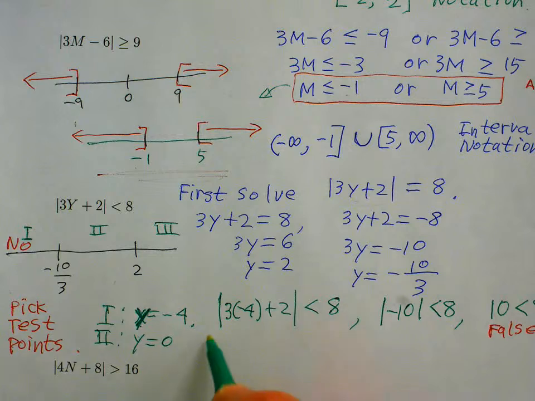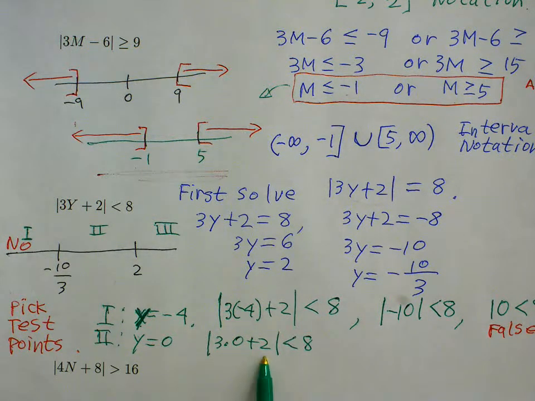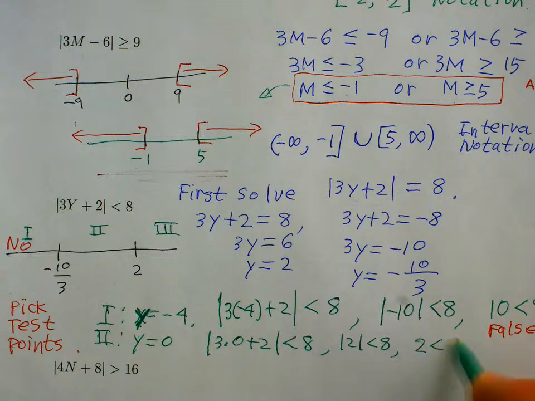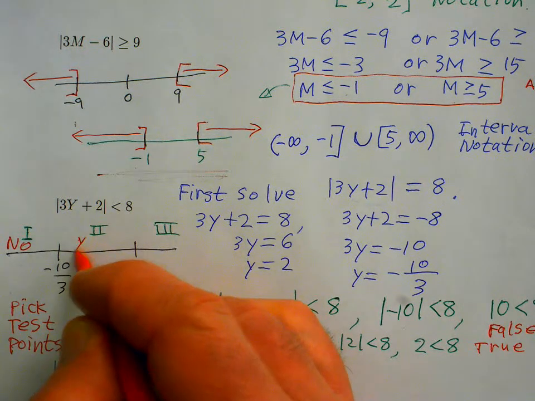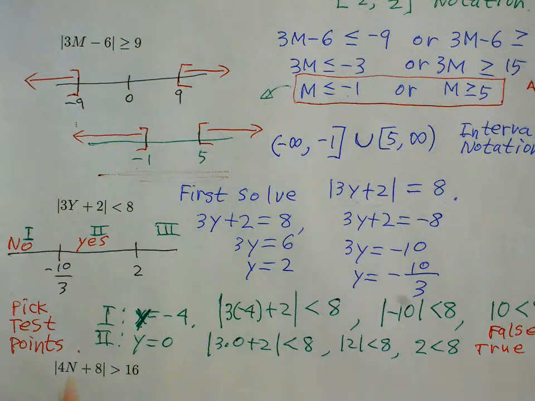And so in the inequality, we get the absolute value of 3 times 0 plus 2 is less than 8. 3 times 0 is 0. 0 plus 2 is 2. So we get the absolute value of 2 is less than 8. The absolute value of 2 is 2. 2 less than 8. Is that true or false? Okay, that's true. So that means the interval from which the test point came is part of the solution set. So yes, all of the numbers between negative 10/3 and 2 are solutions.